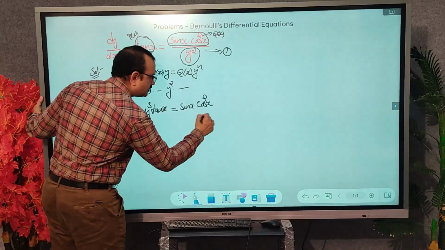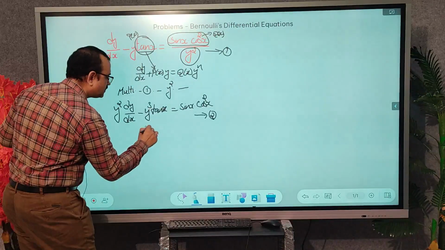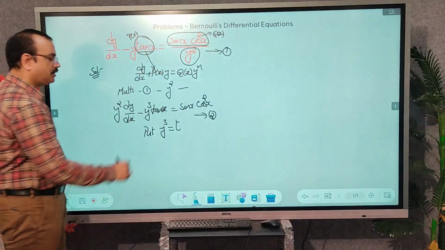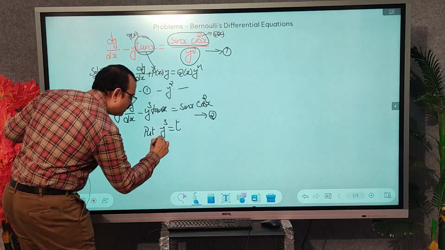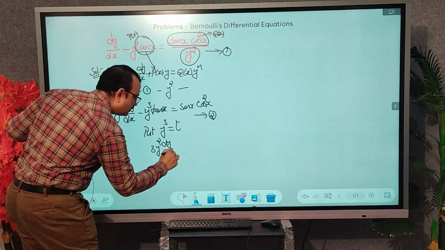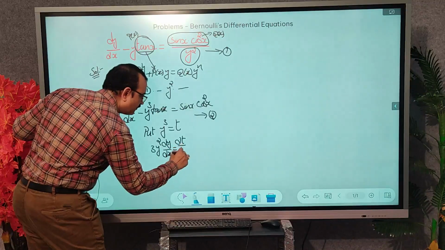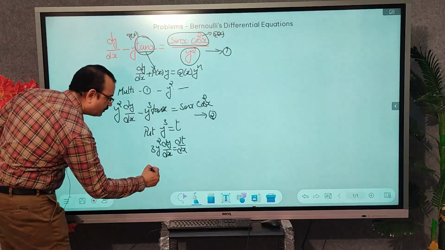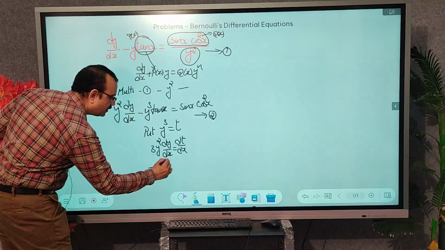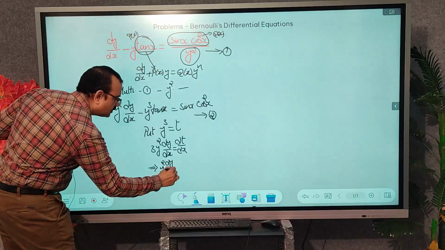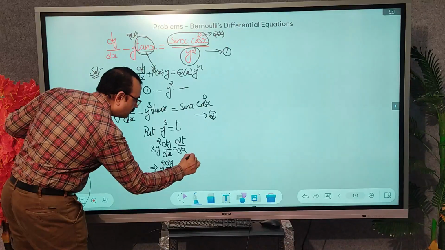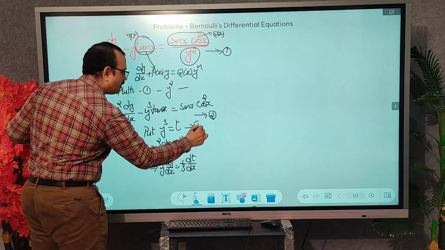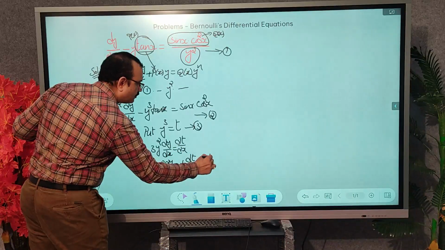Take this as equation 2. Now we replace this y cube with some variable t, because it is not yet completely converted into linear. Now find the derivative. We get 3y square into dy by dx is equal to dt by dx. But here we need only y square into dy by dx, so from this we can write y square into dy by dx is equal to 1/3 dt by dx. This is the replacement we have taken, y cube is equal to t, and how the derivative converts.